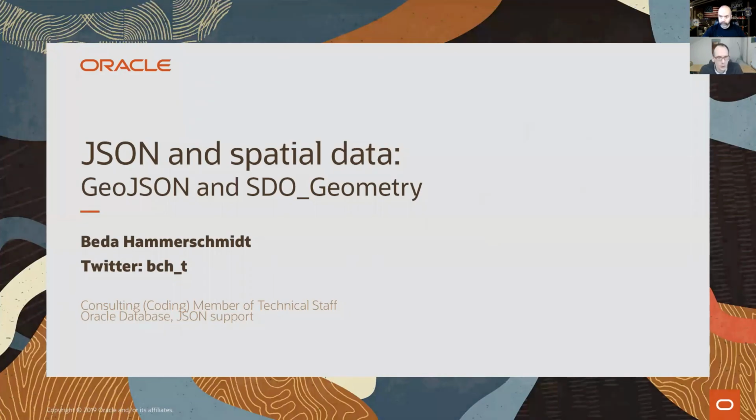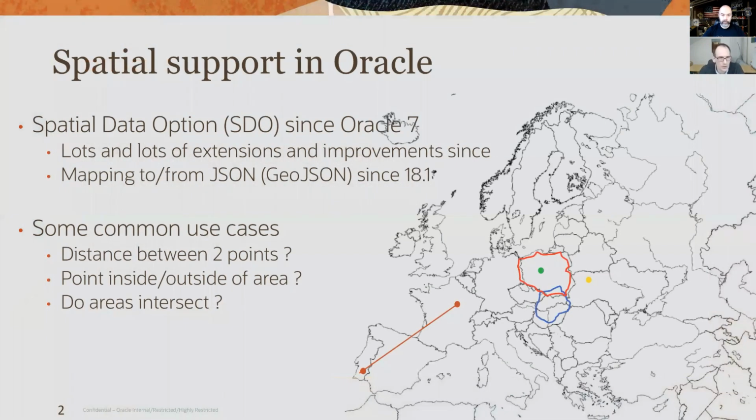So what do we do in spatial support in Oracle? This has been an option developed many years ago. Actually, Oracle 7 is what Google returned for spatial when I Googled for the first version. And obviously a lot of extensions have been made. And one of these extensions is the mapping of these spatial objects to JSON, specifically the GeoJSON format. And that's been done in 18.1. So already quite a while ago.